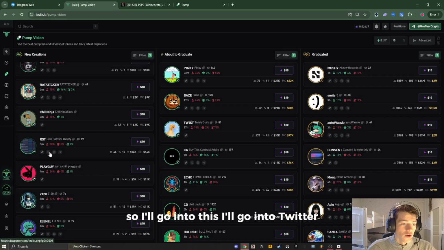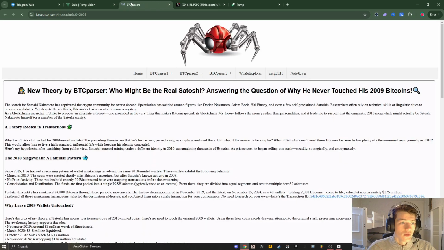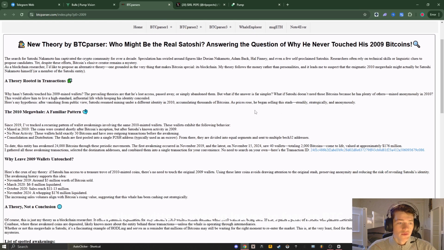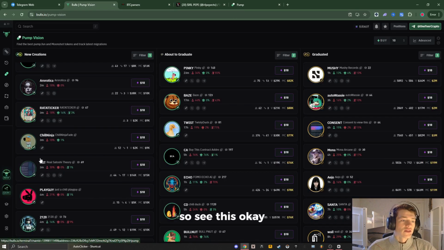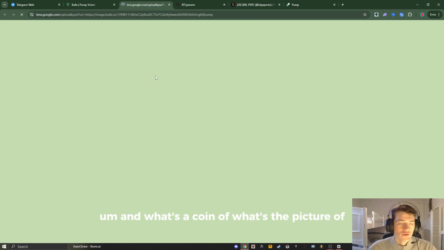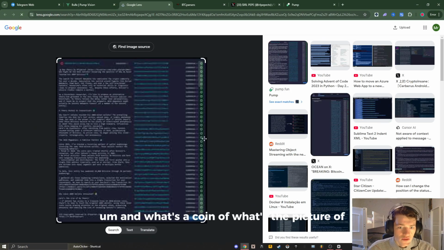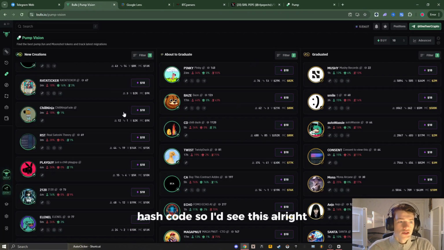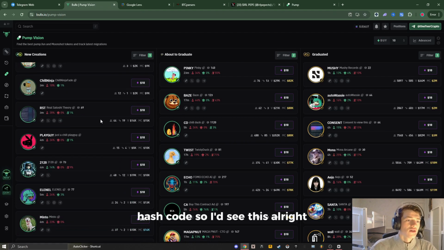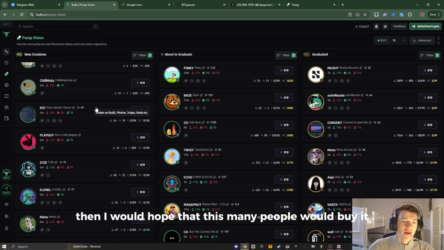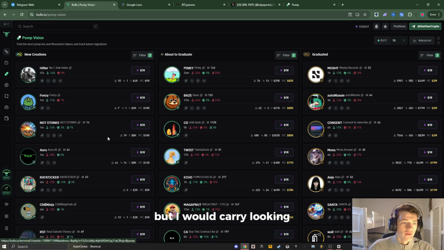So I'll go into this. I'll go into the Twitter. The Twitter leads to this Ethereum BTC. So I'd see this. Okay, and what's the coin of? What's the picture of? Okay, hash code. So I'd see this. All right. If I make something similar to this, then I would hope that this many people would buy it. Then I would carry on looking.